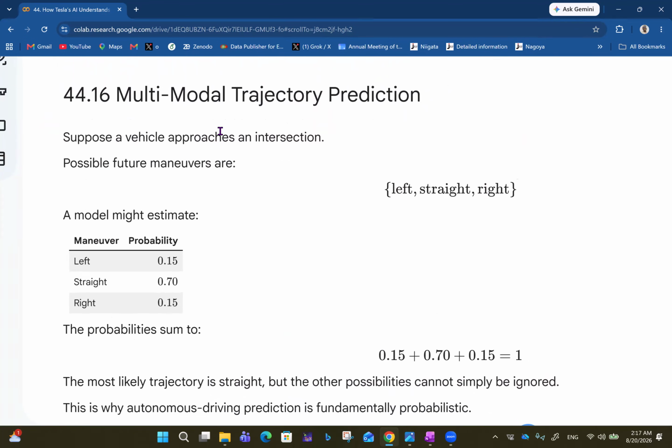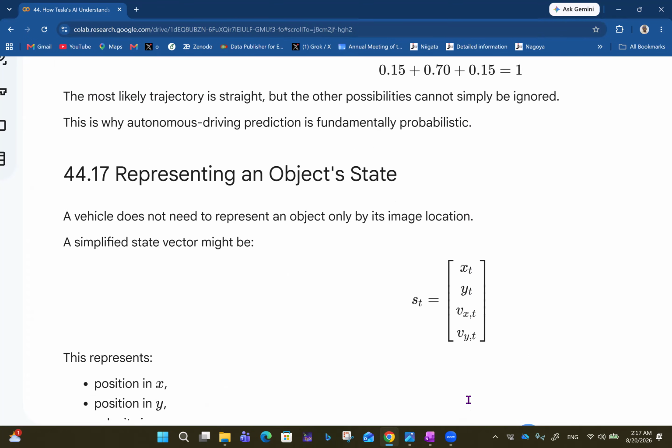So we have multimodal trajectory prediction. Suppose the vehicle approaches an intersection; the possible future maneuvers are left, straight, or right. A model might estimate that it will go left with a probability of 0.15, straight with a probability of 0.70, and right with a probability of 0.15. These probabilities sum to 1, as you can see. The most likely trajectory is straight, but the other possibilities cannot simply be ignored. This is why autonomous driving prediction is fundamentally probabilistic.